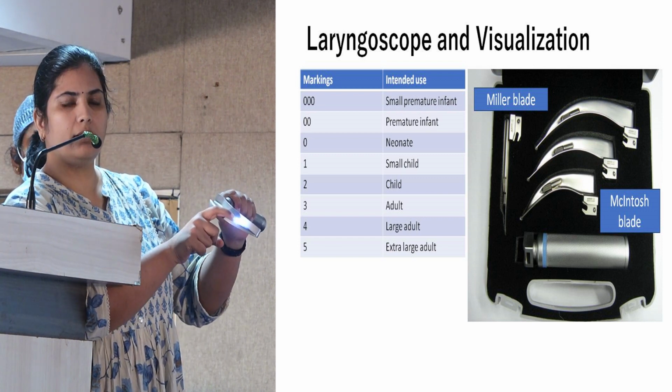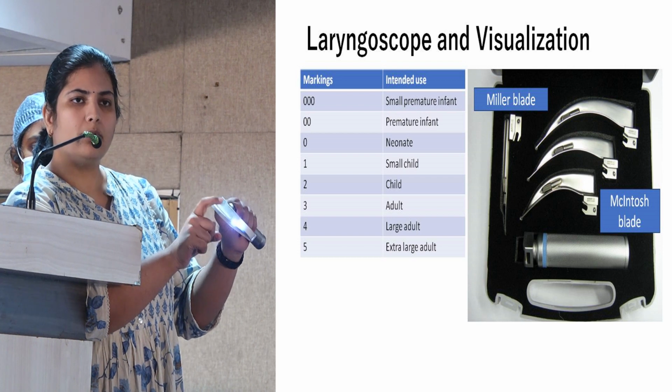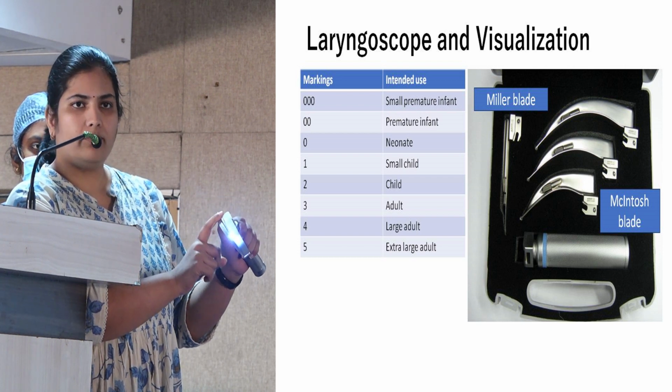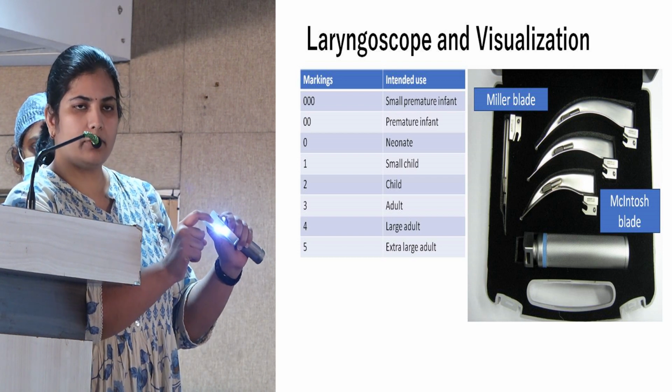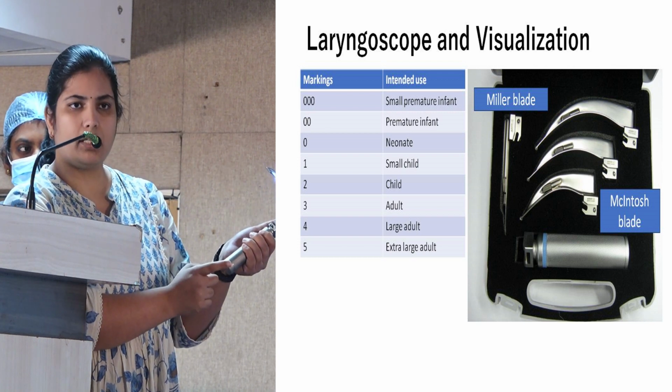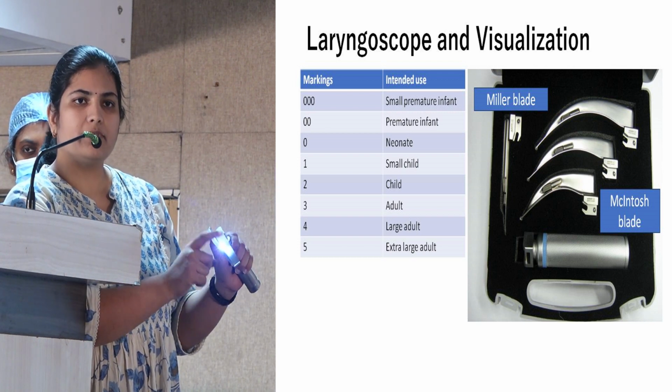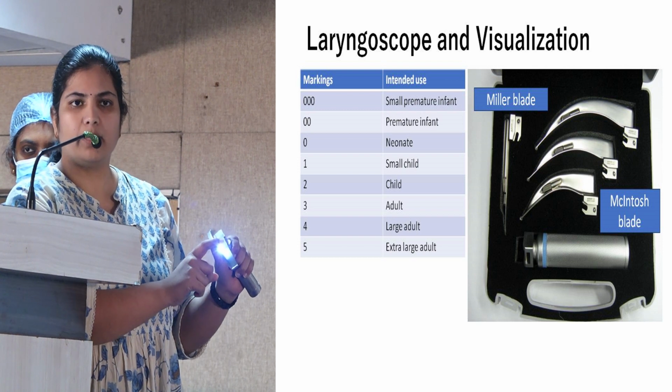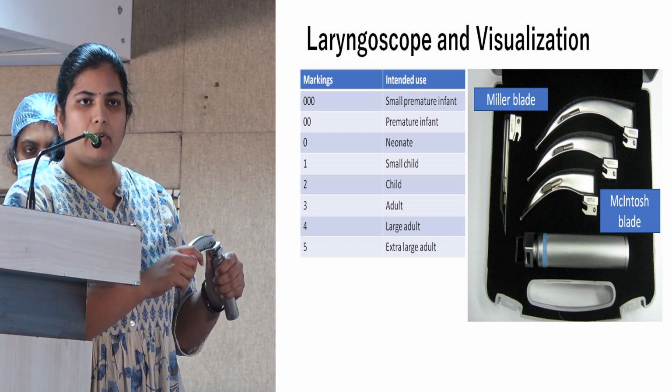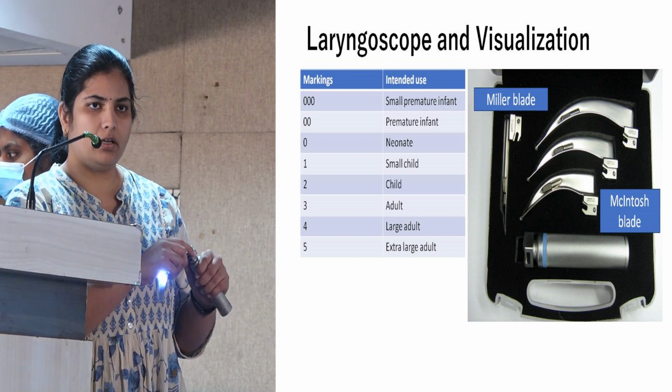Once this light is good, then only we have to use this blade. If this light is flickering or if the light is dim, then we have to change batteries, and we have to not use such a blade for intubation. Otherwise, we can have difficulty while intubation on visualization and all.